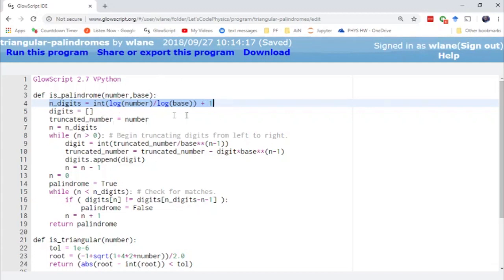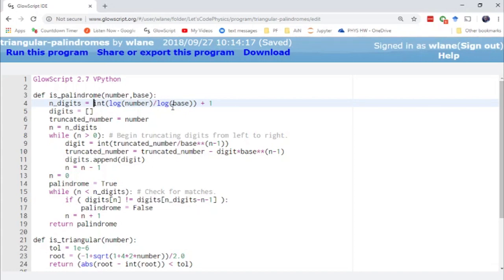And to do this, we need to use a couple of logs. So we take the log of the number divided by the log of the base. This log function in GlowScript is the natural log. So to get log base anything, you just take the natural log of the number you want to take the log of, divide by the log of the base. And we're going to chop off any remaining decimal places. Obviously, this is not going to be a nice integer, so we're going to make this an integer. But that means we're losing one, so we're going to take the integer part of this plus 1. And that'll give you the number of digits in the specified base.